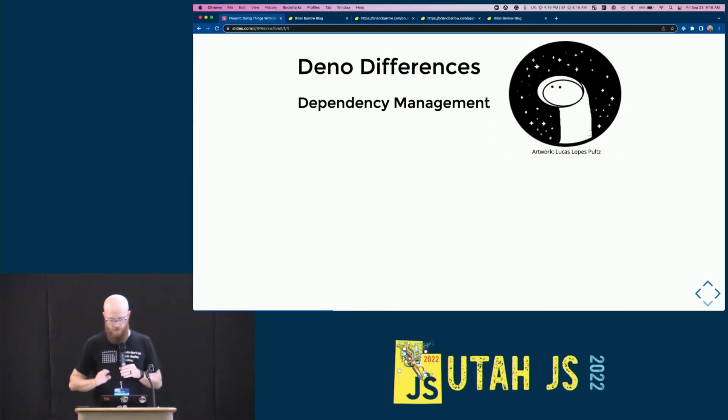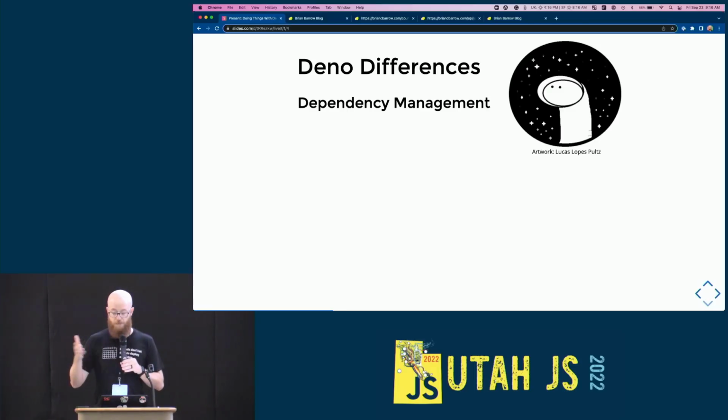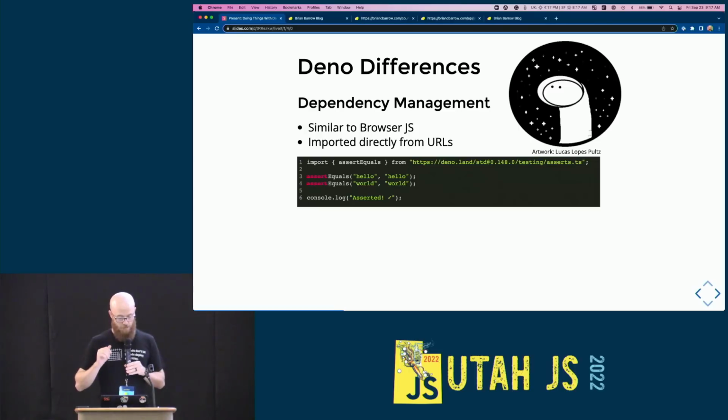Dependency management in Deno is also really different. Ryan Dahl, his goal was to make it as similar to coding for the browser as possible. So when you write code for the front end, inside of your HTML, you pass in a link tag, and you pass in a URL or a path to the code, either to external code or a file path that you want to run on that page. And it works really similar in Deno. You import things directly from URLs.